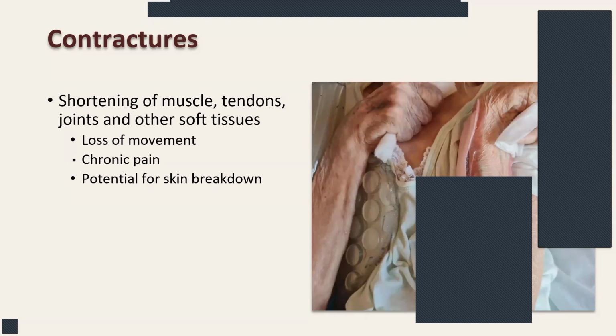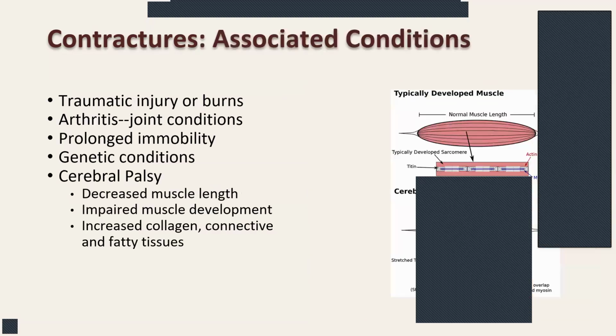So there's that. And next, the associated conditions for contractures. Contractures can result from things like traumatic injuries or burns, and this is due to scarring from the damage to the soft tissue, resulting in shortening of the muscles, tendons, and or ligaments. Arthritis is a condition that I will discuss in just a little bit, but it can also lead to significant joint pain, resulting in loss of mobility.